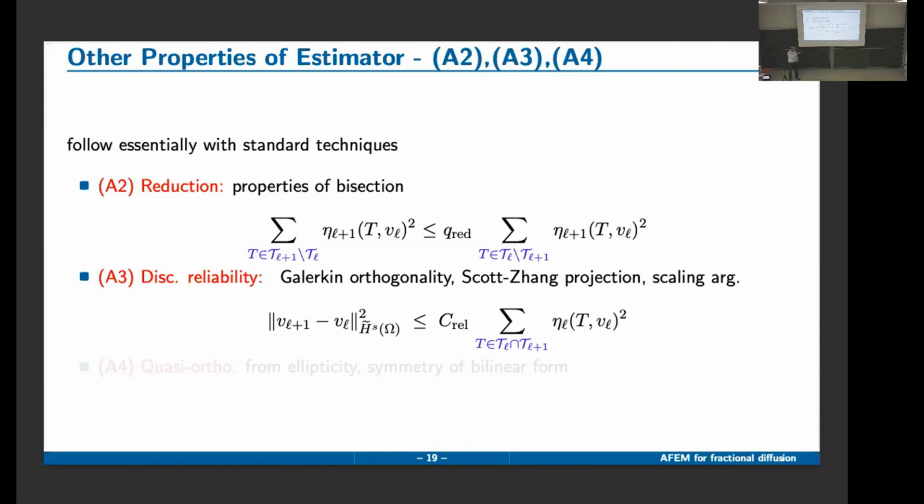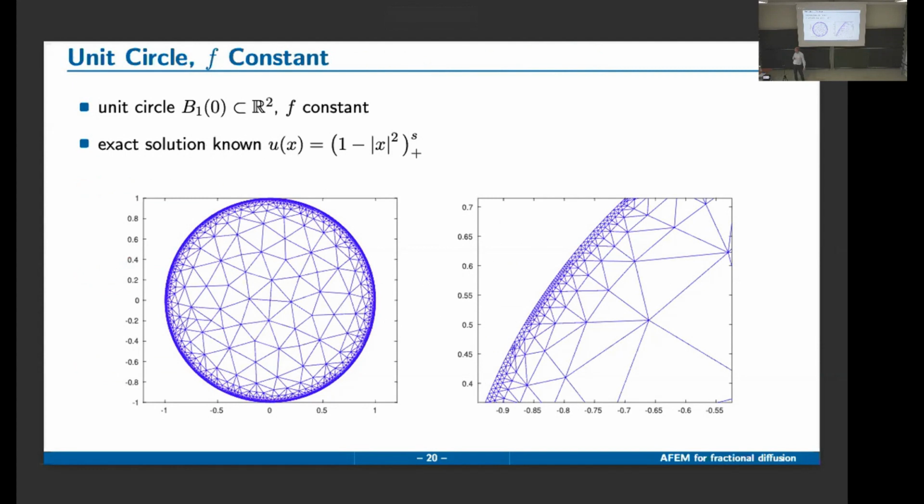Discrete reliability means the difference between two discrete solutions can be bounded by the error indicators on the common elements. This follows from Galerkin orthogonality and some properties of the Scott-Zhang projection. There you need the Scott-Zhang projection in these non-local norms, but this works. And a scaling argument to get the correct local distance function in there. But nothing too deep. And finally, quasi-orthogonality. Just think about Galerkin orthogonality. It follows from ellipticity and symmetry. Okay, so let's jump into some numerical results.